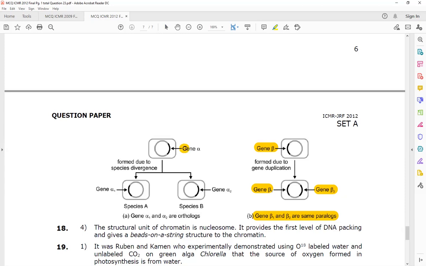But if there is a gene which is present in an organism, okay, and then this gene has undergone duplication, but once it has undergone duplication, it has also led to the evolution of two different species. There are two different species which have been produced, species A as well as species B. As these are the two different species which have been produced, the single gene has undergone duplication and has evolved into the two different species. So these genes are said to be orthologous genes. These genes will be referred to as the orthologous genes.